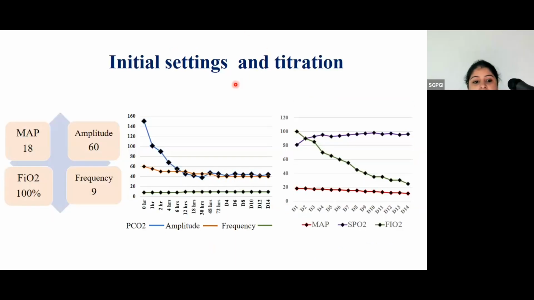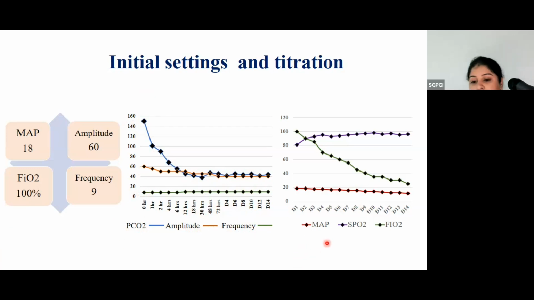On the initial settings in the ICU, the mean airway pressure was kept at 18, that is 2 centimeters above that on conventional ventilation. The amplitude was 60, the FiO2 was 100%, and the frequency was 9. In the first graph, we can see the trend of carbon dioxide levels, amplitude, and frequency during the NICU stay. The initial carbon dioxide levels were around 150, which gradually declined after the initiation of high frequency ventilation. At around 48 hours of life, we were able to maintain normal PCO2 levels in the normal range, that is 35 to 45 millimeters of mercury. The amplitude was initially 60, which was gradually decreased to 40 to 45 as per the wiggle response, and frequency was more or less kept constant.